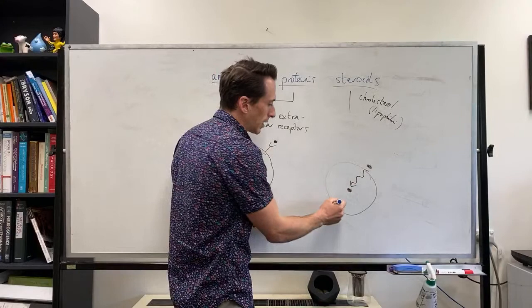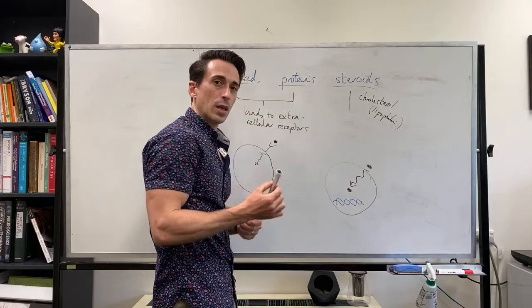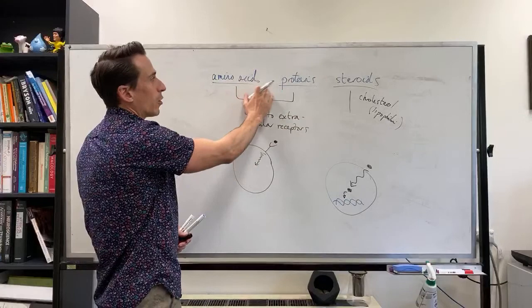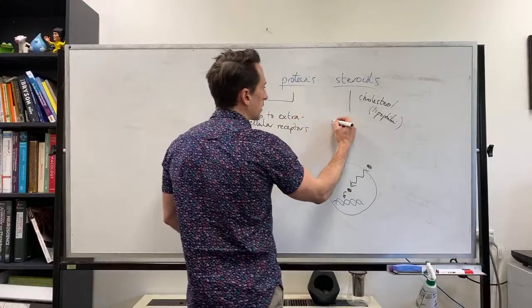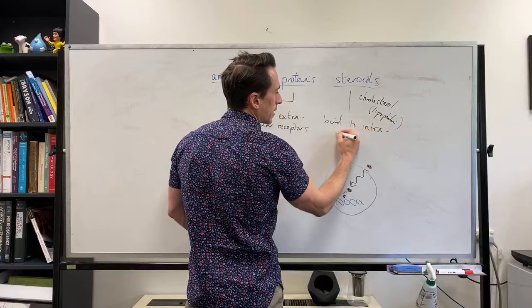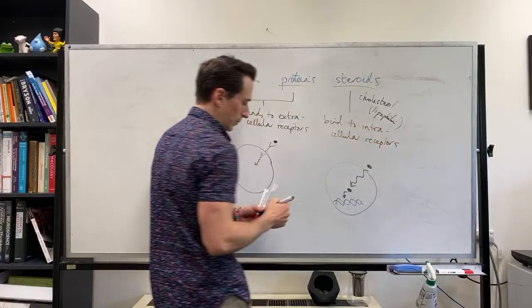translate particular genes. So what's the difference between amino acid, protein, and steroid hormones? Amino acid and protein hormones must exert their effects on receptors on the outside. Steroid hormones must exert their effects by binding to intracellular receptors. Right? So there's a big difference when it comes to the receptors.